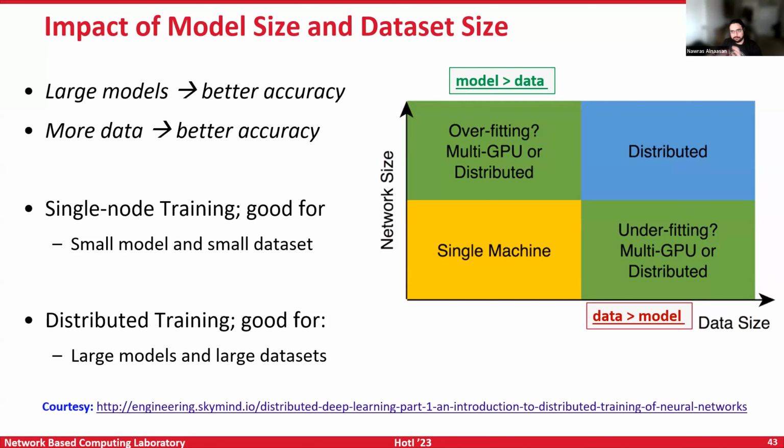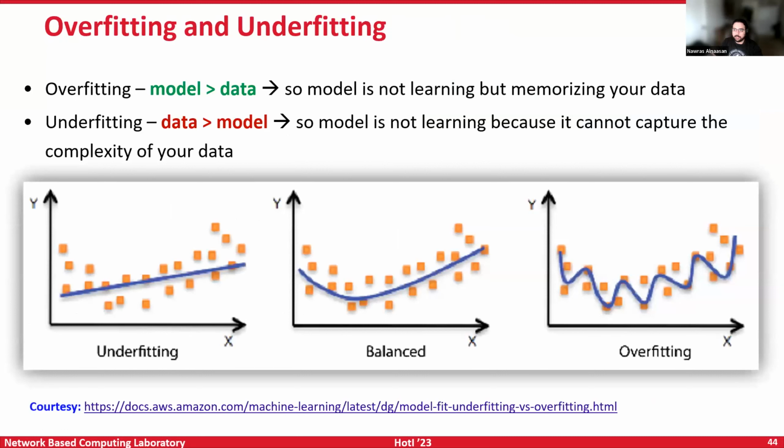So if we have a large model and a lot of data, then we need distributed training to speed up the training and also to resolve memory limitations. This is how overfitting and underfitting look like. So we said overfitting, if you have a large model but small data, you're gonna memorize the data and not learn.